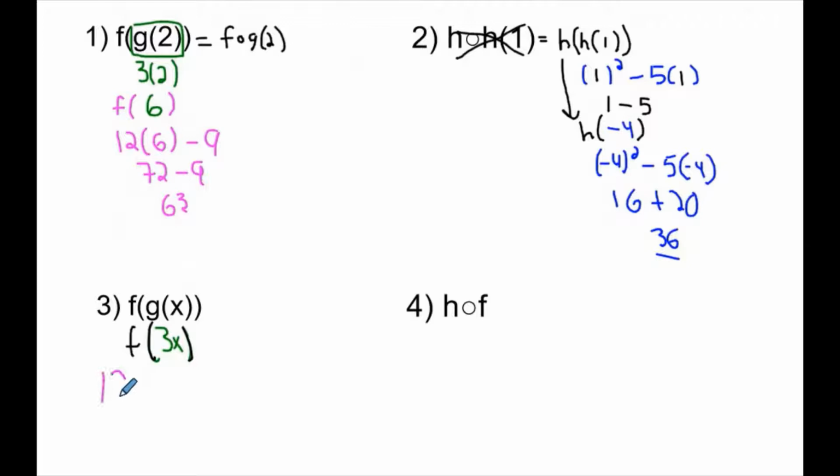So f of x is again 12 parentheses minus 9. And the difference is, in the first problem, g of x yielded the value of 6 when I plugged 2 in, so I plugged 6 into f of x. But here, it didn't evaluate, so I just plug in 3x, and then I complete the operation. Here I multiply 12 and 6. Here I multiply 12 times 3x. So that's going to give me as my answer 36x. The 9, of course, does not have any operation, so it drops down. So the function made by substituting g into f is 36x minus 9.